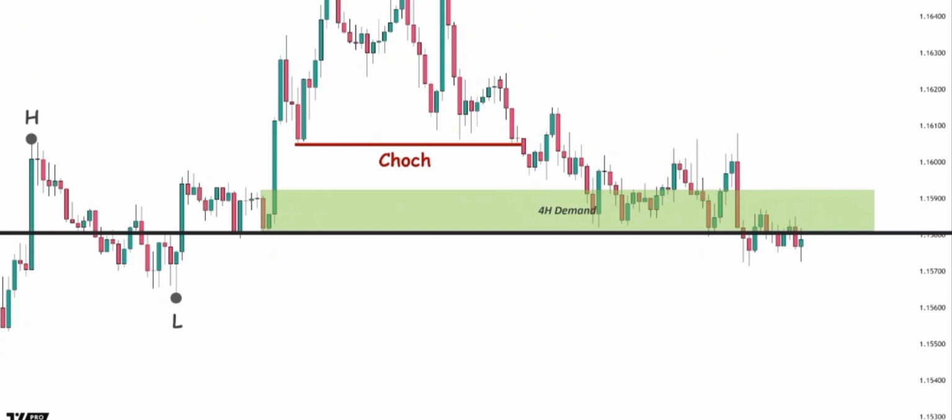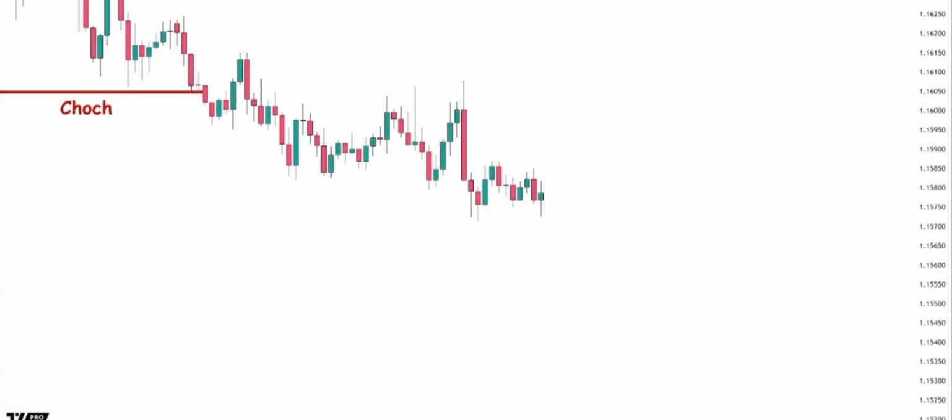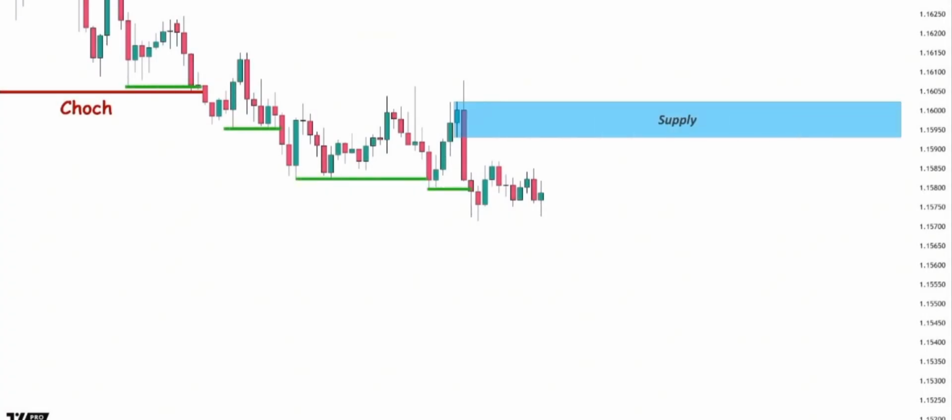Now we can see that after multiple attempts, the price finally broke below the demand zone. Now supply is in control, and both the 4-hour and 1-hour structures are bearish, so we can look for a short setup. Let's mark the breakouts and the supply zones. Here, we can also mark these equal highs, which act as a liquidity level.